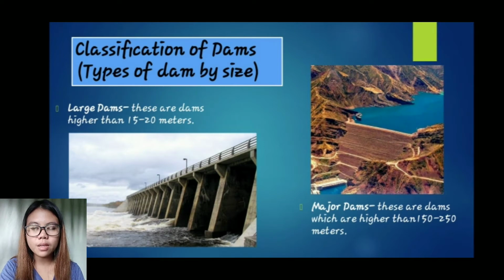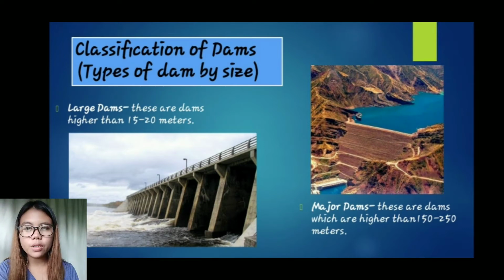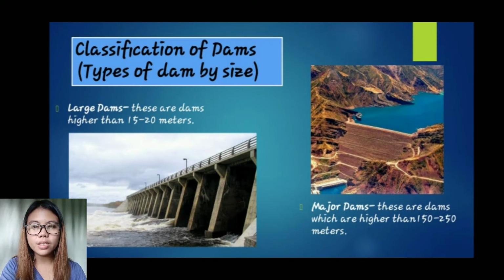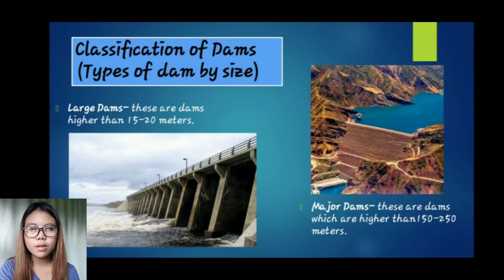Classification of dams. Dams can be classified according to their size. We have the large dam and the major dam. Large dams are dams which are higher than 15 to 20 meters, while major dams are dams which are higher than 150 to 250 meters.